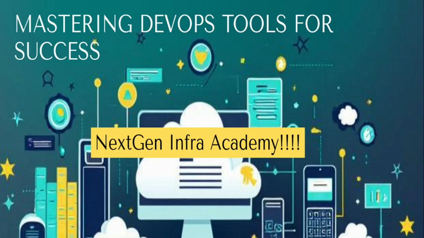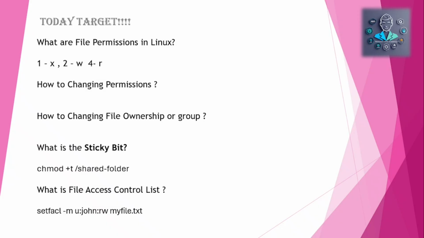We will move on to the Linux server to view all the commands practically. Today's target is very simple. We are going to discuss what file permissions are in Linux, how we can use them, and what 1, 2, 4 and r, w, x are. We will discuss in depth in the practical session how to change the permission, and how to change the file's group and ownership.